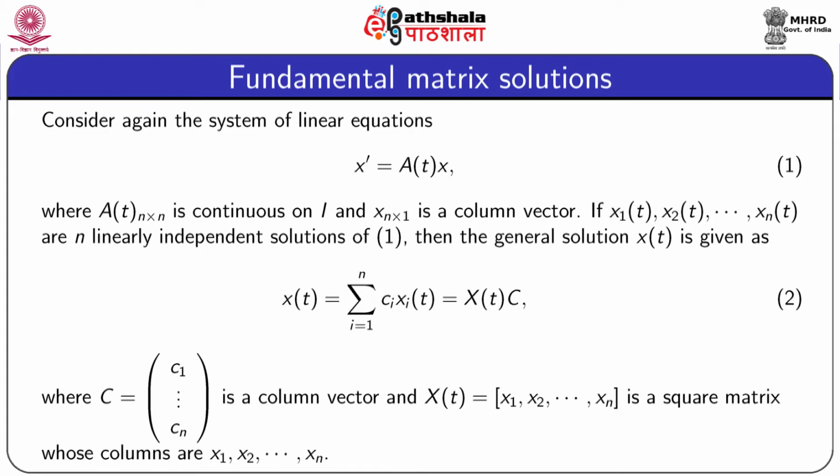If x1, x2, ..., xn are n linearly independent solutions of equation 1, then the general solution x(t) is given by x(t) equal to the summation i equal to 1 to n of ci xi(t), which can be represented as capital X(t) into capital C, where C is an n cross 1 column vector C1, C2, ..., Cn, and X(t) is a square matrix [x1 x2 ... xn] whose columns are the n solutions of equation 1.